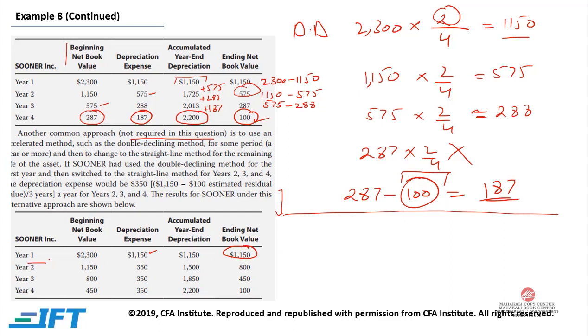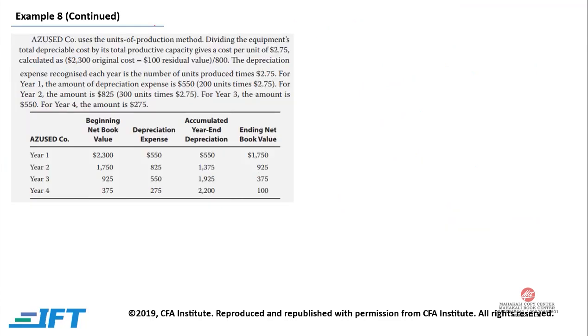Now at the end of first year we start straight line method, so the net book value is 1150, our residual value is 100 and the remaining number of life is 3, so we get a depreciation amount of 350. Now from this term, or year end of year 2, 3 and 4, this would be our depreciation because now we are using straight line.